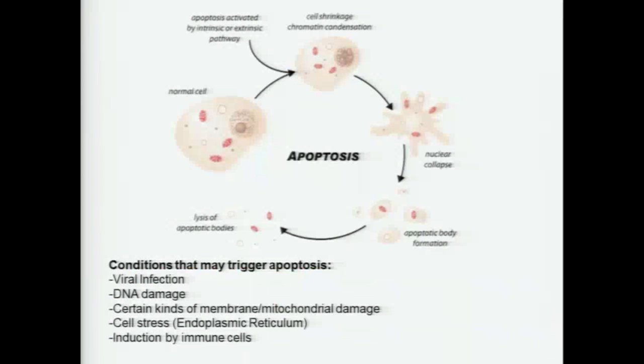And then finally, if we're going to talk about cell death, it's important to talk about apoptosis. And apoptosis is different from necrosis. They're both forms of cell death, but apoptosis is what we call a programmed cell death. Okay.